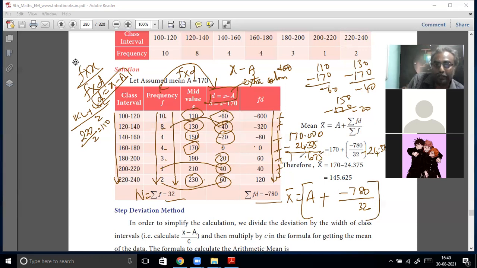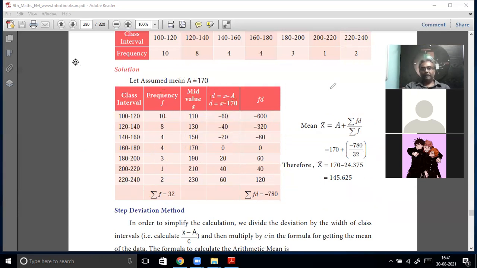And that is 145. Okay, that's the answer. Very simple. What is the extra step in the assumed mean method? You have to have one more extra column, x minus a. Before that, to arrive at x minus a, you have to assume a mean. The best way to assume a mean is to take approximately the center point of the range of values and assume that as the mean. Matter is over. Now let us do the third method, step deviation method.